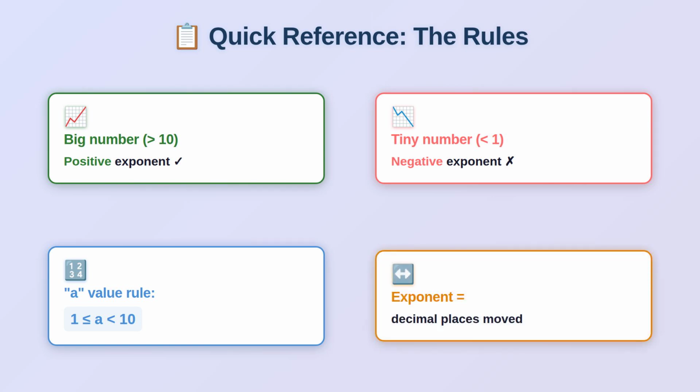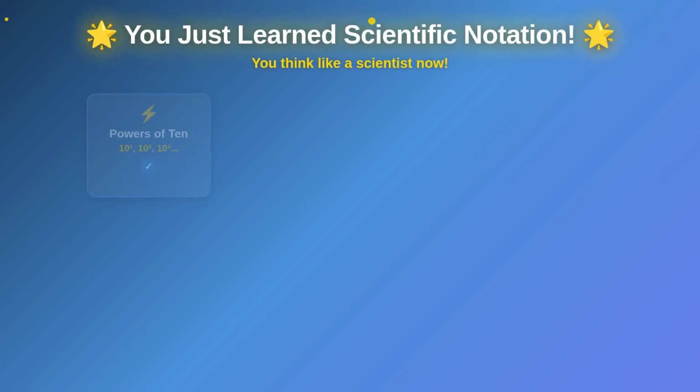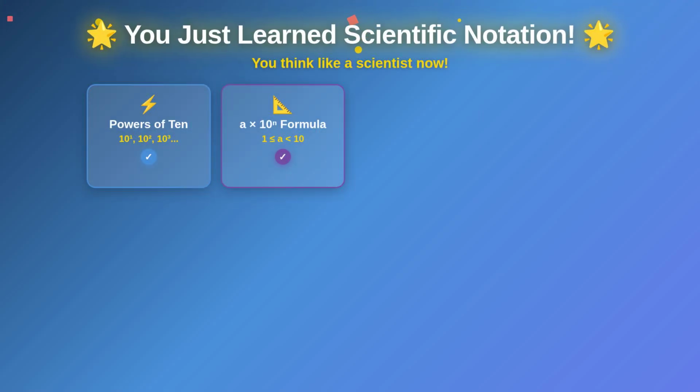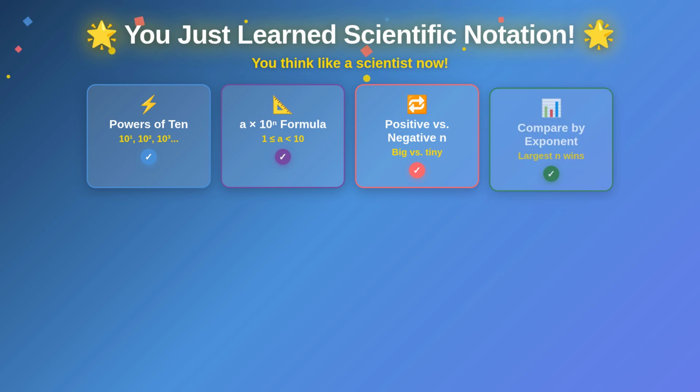Before we wrap up, here's your quick cheat sheet. If you're converting a big number, one bigger than 10, your exponent will always be positive. If you're converting a tiny number, one smaller than 1, your exponent will be negative. The first part of your scientific notation, the a value, always has exactly 1 non-zero digit before the decimal point. And remember, the exponent always tells you how many places the decimal moved. Pin this to your brain and you'll never get confused.